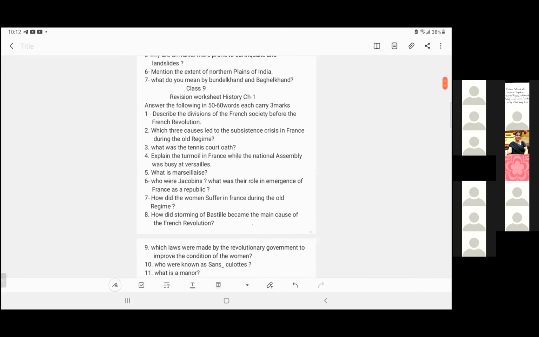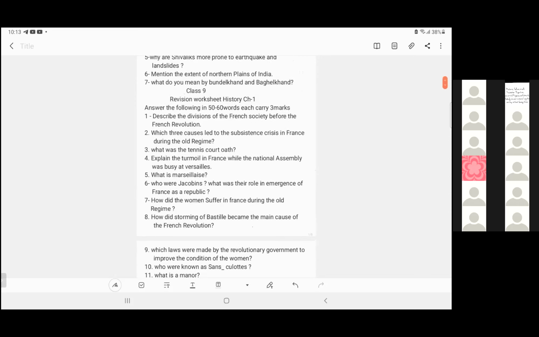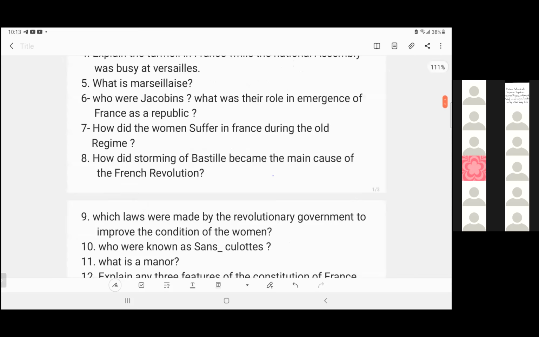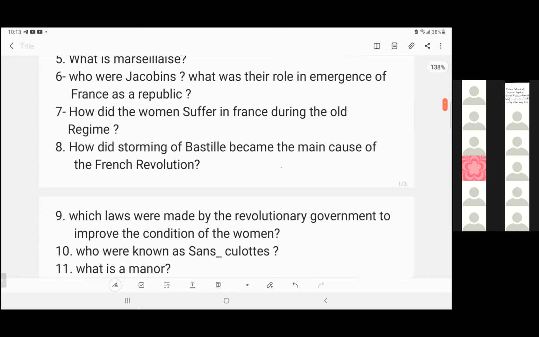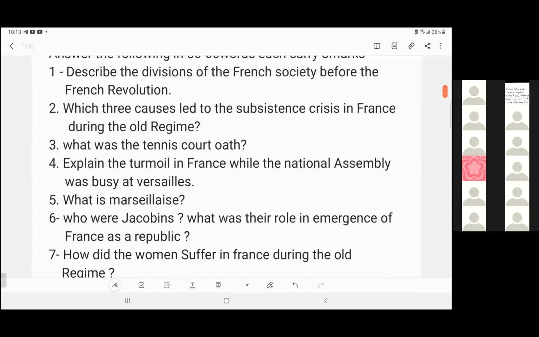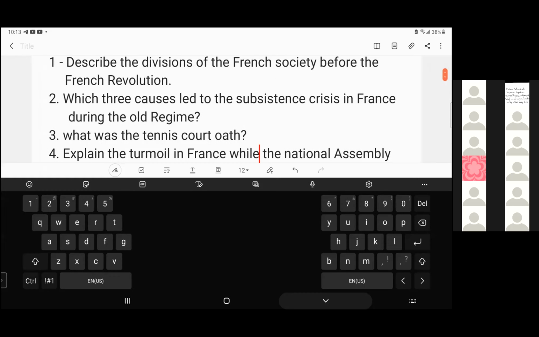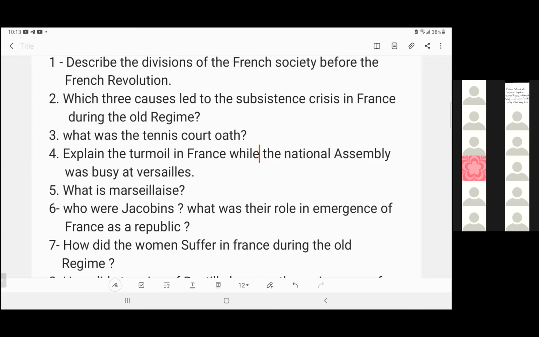Question number 1. Divisions of the French society before the French Revolution. Can we have Utkarsh Gangwar telling? Prachi? Yes, ma'am. French society was a feudal society and divided into 3 estates. First estate consists of clergy, and second estate consists of nobility. Third estate consists of peasants, merchants, laborers, and artisans, etc.